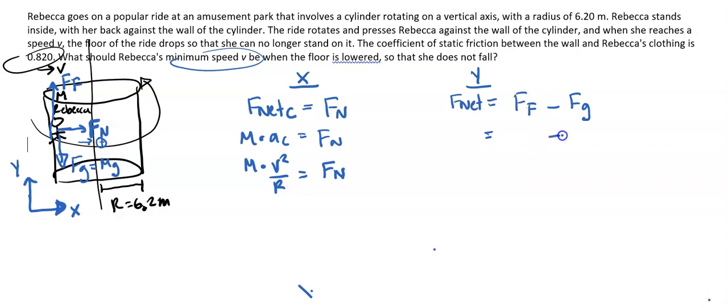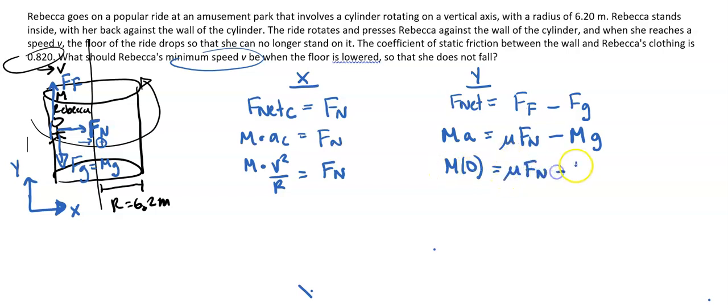F_G, that's an easy one. That's going to be mg. F_f is going to be our coefficient of friction times our normal force. F net we know is mass times acceleration. Now let's think about a couple more things. What's the acceleration in the Y direction? Rebecca is not moving up and down at all, so her acceleration is just going to be 0. So it's m times 0 equals mu times Fn minus mg. M times 0 cancels out, so this is 0 equals mu times Fn minus mg.